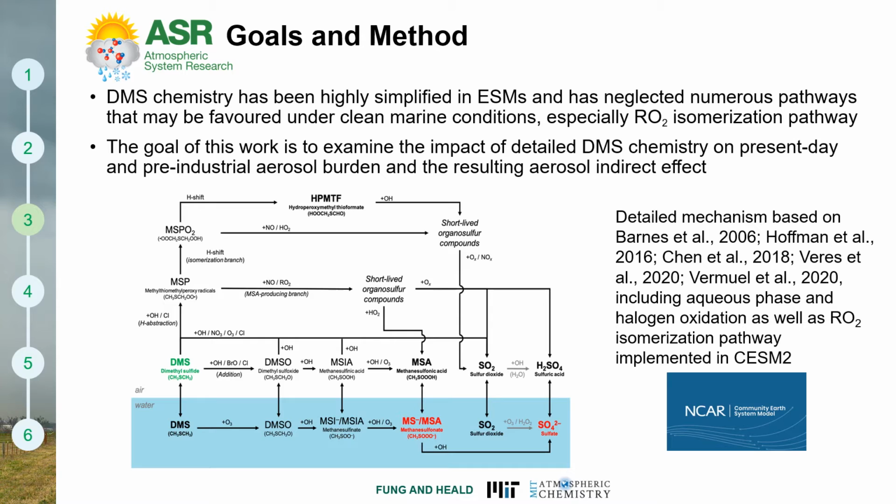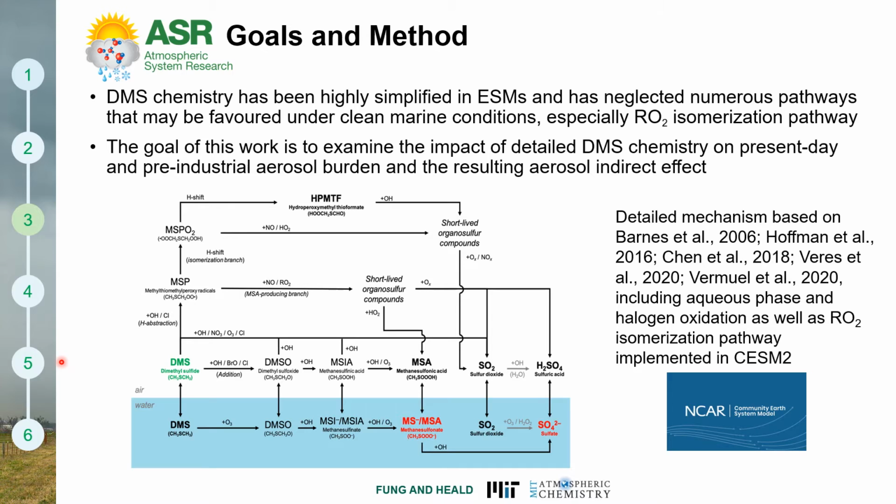So one important source of natural aerosols is DMS. So dimethyl sulfide is emitted from the ocean, from phytoplankton, and in the atmosphere it oxidizes to form sulfate. So this is a key component of natural aerosol and prevalent through the marine environment. But that DMS chemistry has been really highly simplified in Earth system models, and it's neglected some pathways which might be relevant, particularly for clean marine conditions. And I'll note here especially the RO2 isomerization pathway, which I'll mention in a moment.